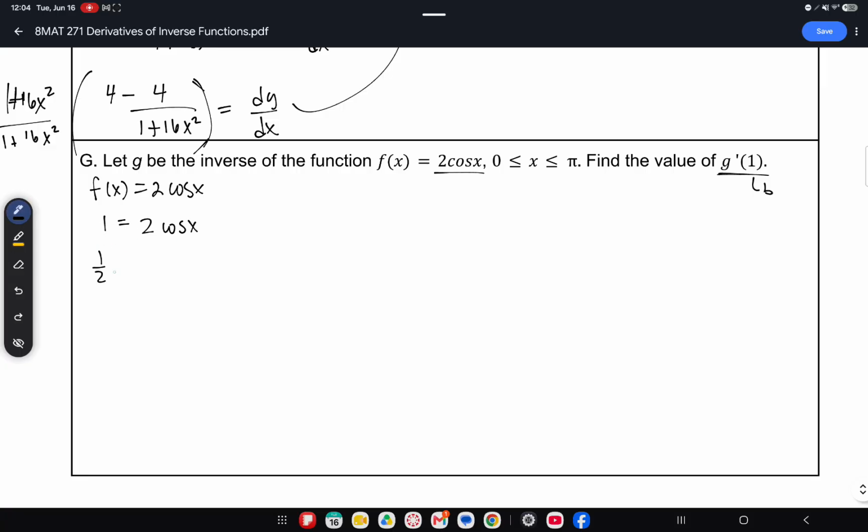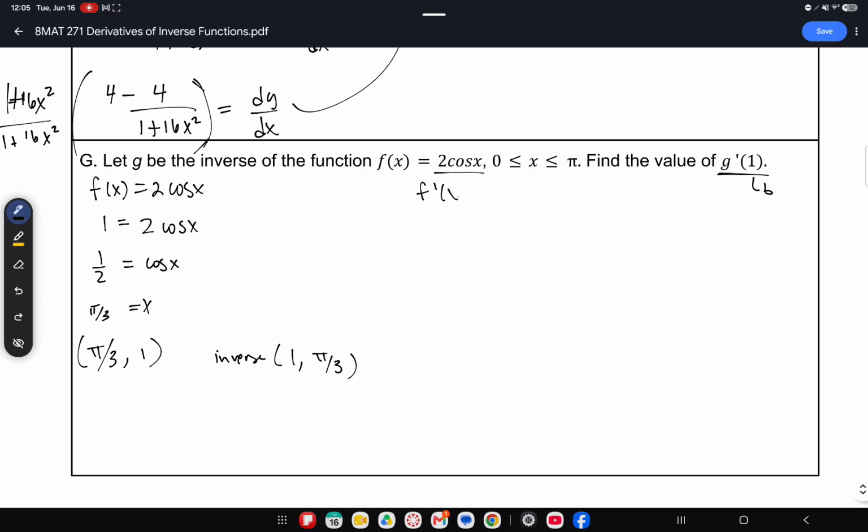Divide both sides by 2. We're only looking between 0 and pi. So where is cosine 1/2? And that is when x is pi over 3. So our point is pi over 3, 1. On the inverse, it's 1, pi over 3. So let's find the derivative.